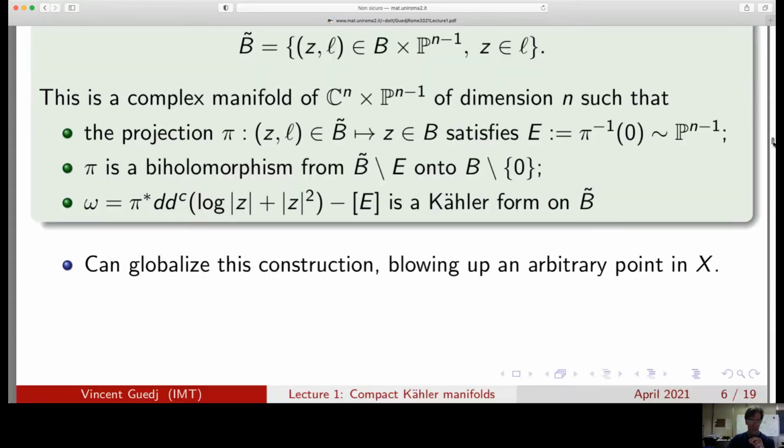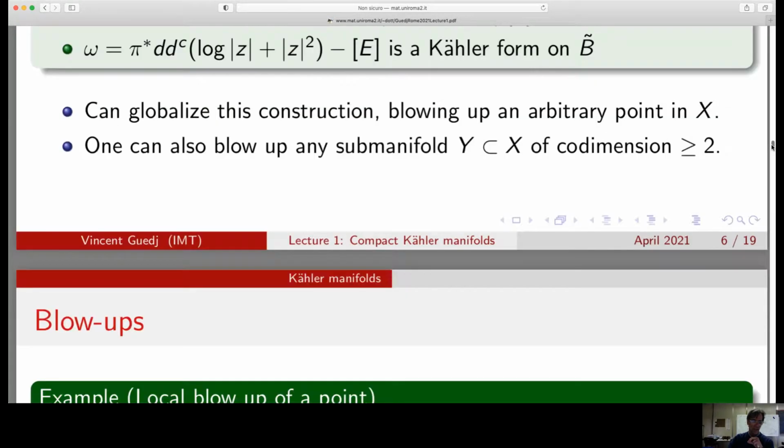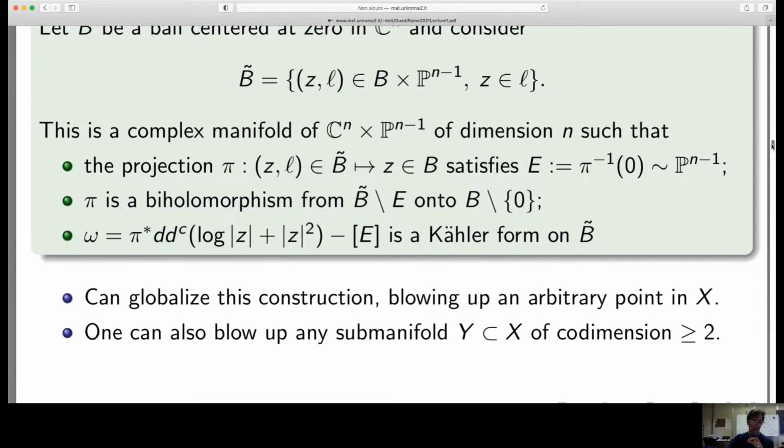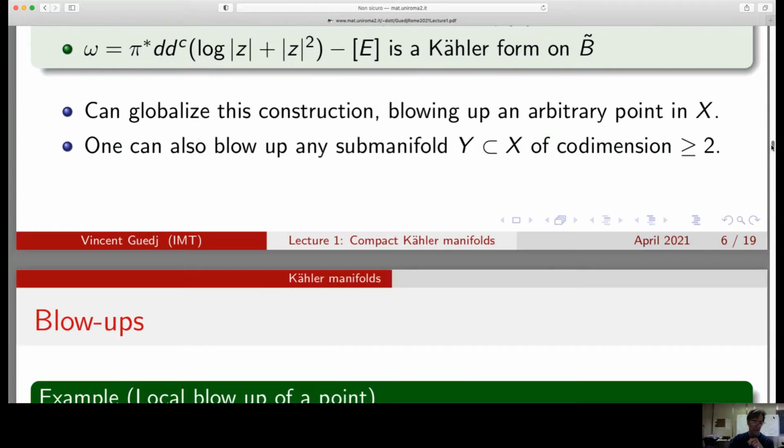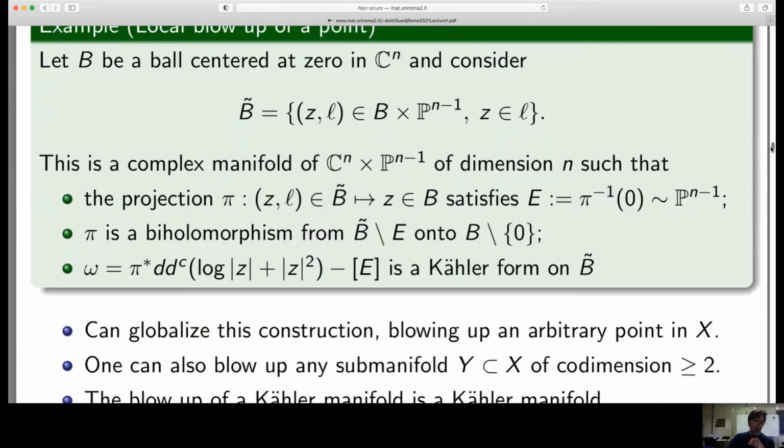Now, actually, the construction of the blow-up can be made locally in a manifold. That is, you can take a manifold, take a point, take a small neighborhood of the point, biholomorphic to a ball, blow up this small neighborhood and reattach it, and then you get the so-called blow up of the manifold at the point. And this is also, again, Kahler. So if the original manifold is Kahler, then the blow up is also Kahler.